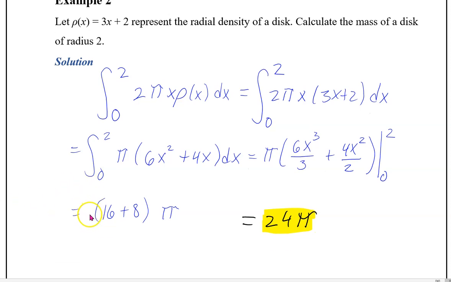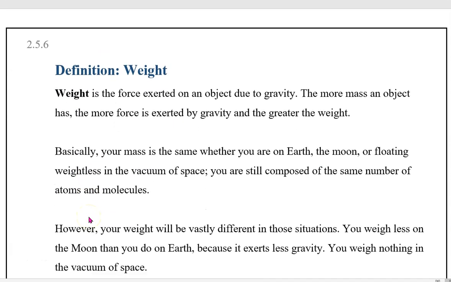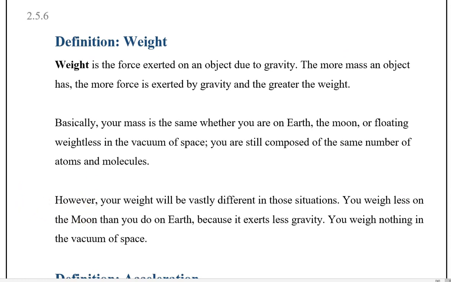Now let's take a look at some more definitions that we'll need as we continue our work in work. Let's talk about what weight is. Weight is the force exerted on an object due to gravity. In the English system, this is what we measure when we measure pounds. We're not measuring mass, we're measuring the gravitational force on the mass. The more mass an object has, the more force is exerted by gravity and the greater the weight.